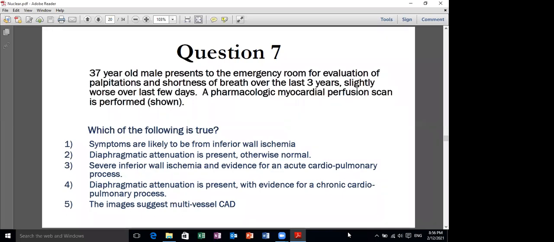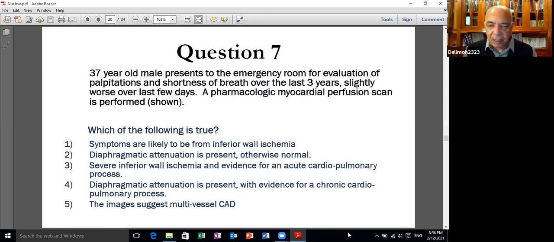Okay, في سؤال بيسأل can we use dobutamine stress myocardial perfusion imaging in patients with left bundle branch block? No, it's exactly like exercise. And we don't want something which increases inotropy of the heart. We want vasodilatation. Vasodilatation will result in steal phenomena. Not exactly steal, but how the vasodilator acts.